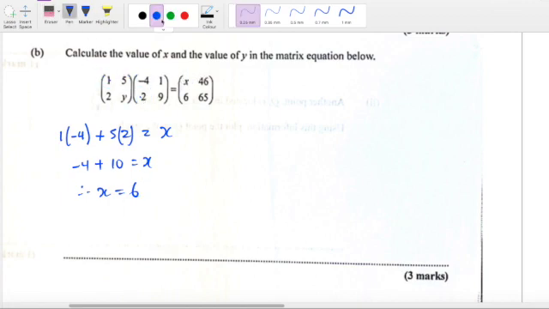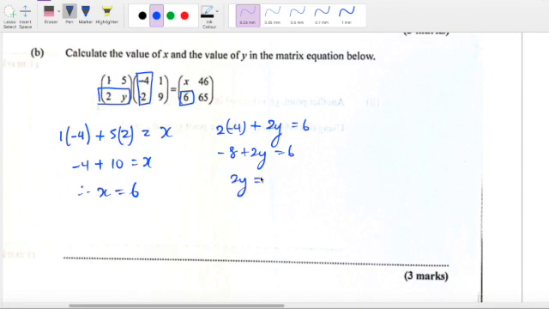And if I take this and multiply it by the first column, I will get the lower number, because of the lower row. So that means 2 times -4 plus 2 times y, so that's 2y, is equal to 6. So -8 plus 2y is 6. So 2y will be 6 plus 8, which will be 14. Y will be 7.